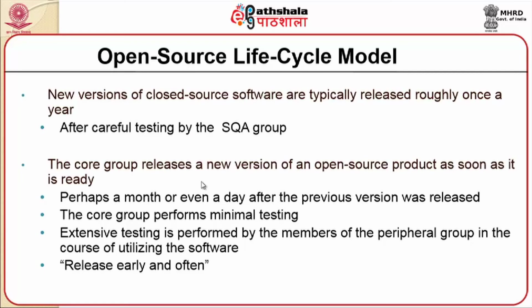Talking more about the open source lifecycle model, new versions of closed source software are typically released roughly once a year. Closed source lifecycle models release after careful testing by a software quality assurance group. This was mentioned starting from the waterfall lifecycle model. The core group releases a new version of an open source product as soon as it is ready, perhaps a month or even a day after the previous version was released. The core group performs minimal testing. Extensive testing is performed by members of the peripheral group in the course of utilizing the software. So it releases early and quite often.